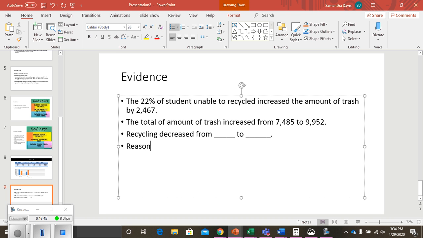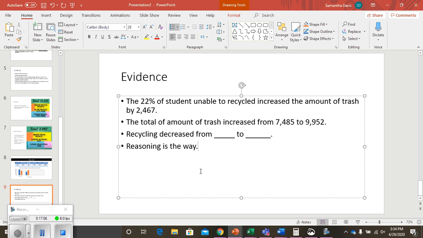Reasoning is when you get into the why. Reasoning is the why. Okay? And we're going to get into that tomorrow. I'm literally just going to add it onto this PowerPoint and go over the reasoning for this experiment. Now, honors, you have to go and start from scratch.